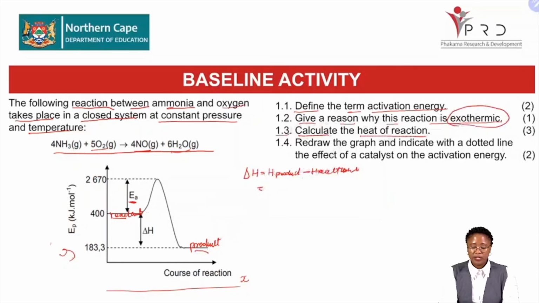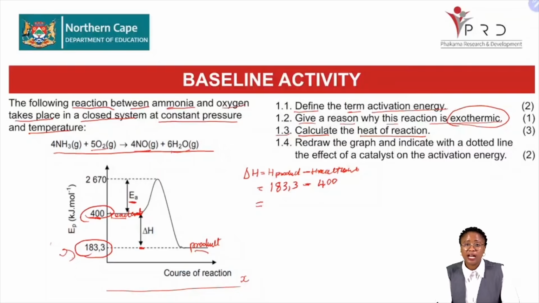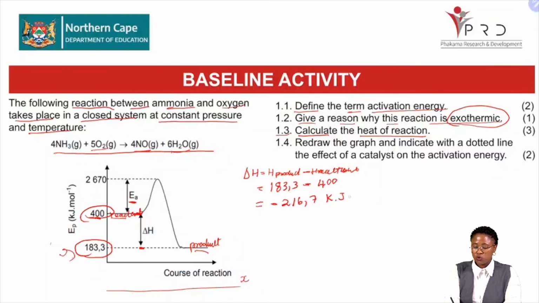So how do I calculate that? That is my change in enthalpy over there. That is the energy of my reactant, and that is the energy of my product. I just go to the values over here so that I can see what I must substitute. So how much is the energy of my product? The energy of my product is 183.3 minus the energy of the reactant, which I have over here as 400. And when you quickly punch that into the calculator, you should get a negative value, which is negative 216.7 kilojoules per mole.